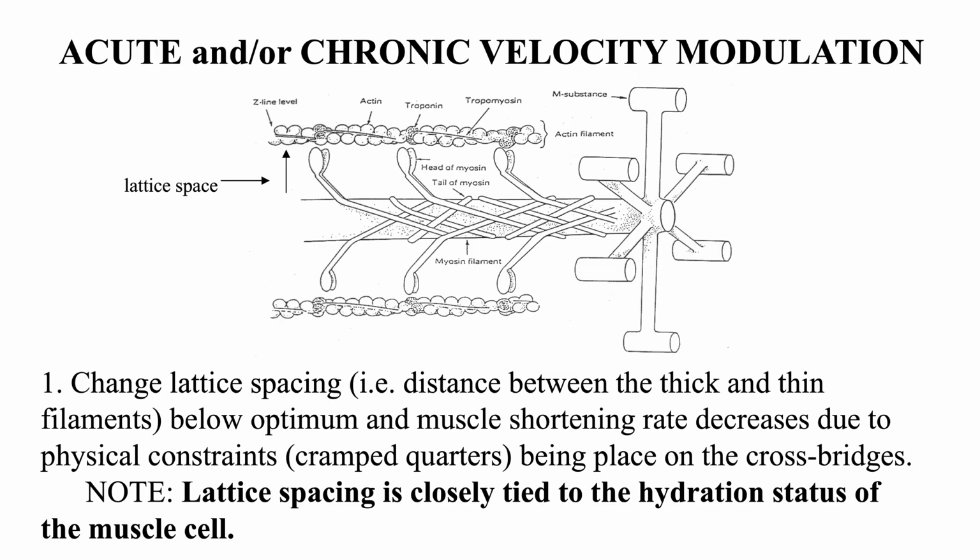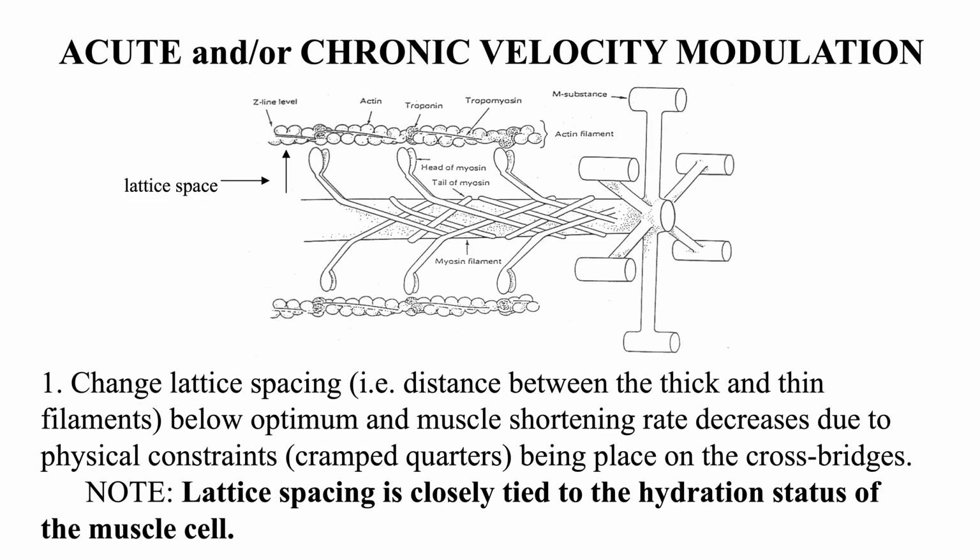Getting now into the acute chronic modulations. So we talked about lattice spacing. Remember lattice spacing, looking at the distance between the myosin head and the actin? Well, if that space changes, the distance changes from an optimal length, then it's going to negatively impact velocity. And usually it's not so much that they're going to get too long from one another, they're going to be too short from one another, or doing it too close to one another.